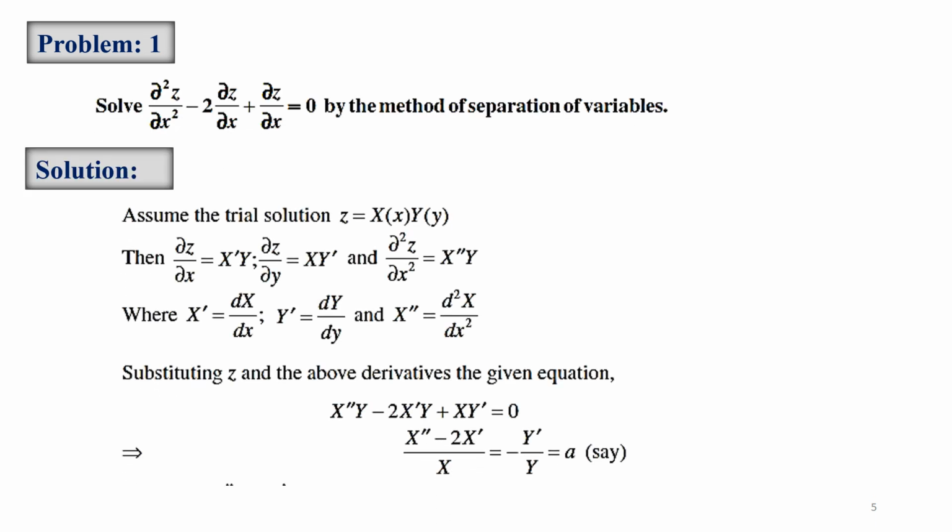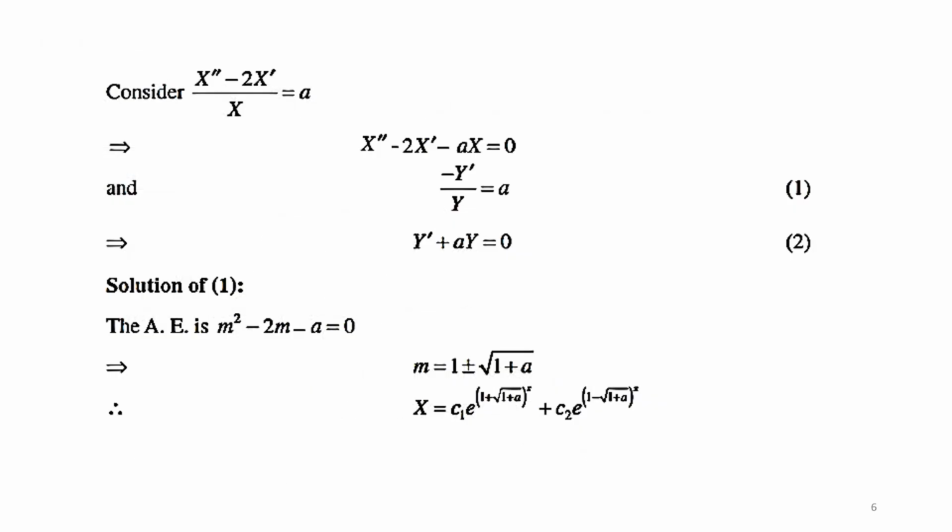You see here, Y double dash by Y is equal to a, the thing I'm taking here. For the first one, it becomes m square minus 2m minus a equal to 0. It is of the form of a quadratic equation, so use the formula minus b plus or minus root of b square minus 4ac divided by 2a, or you can solve the equation. You will get 1 plus or minus root of 1 plus a. On writing it in auxiliary equation form, X is c1 e power (1 plus root of 1 plus a)x plus c2 e power (1 minus root of 1 plus a)x.